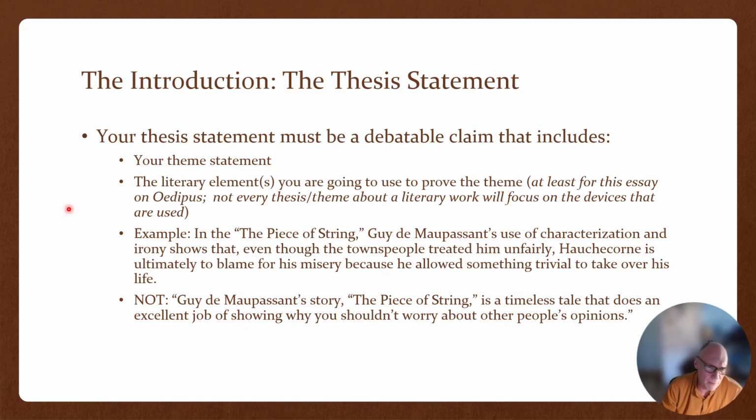So, the example of a good thesis about The Piece of String. In The Piece of String, Guy de Maupassant, his use of characterization and irony shows that even though the townspeople treated him unfairly, Hauchecorne is ultimately to blame for his misery because he allowed something trivial to take over his life. That would be a well-written, debatable claim.